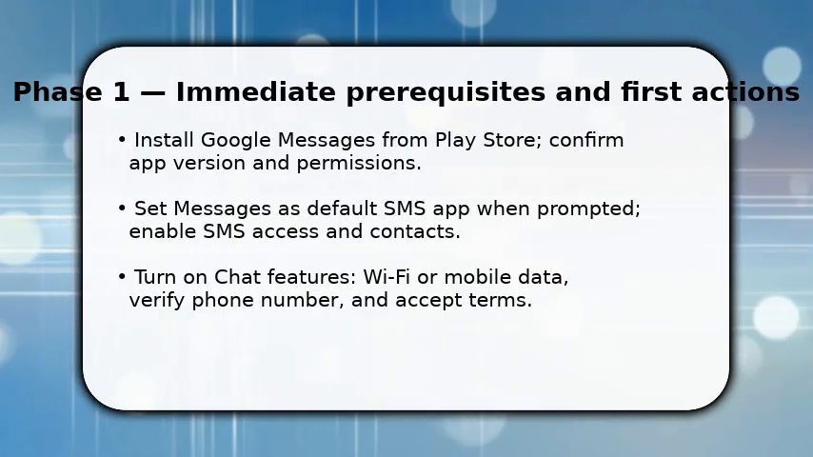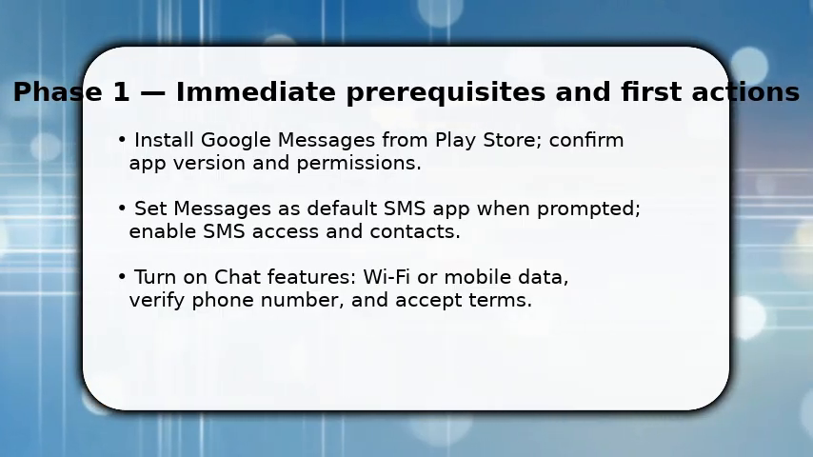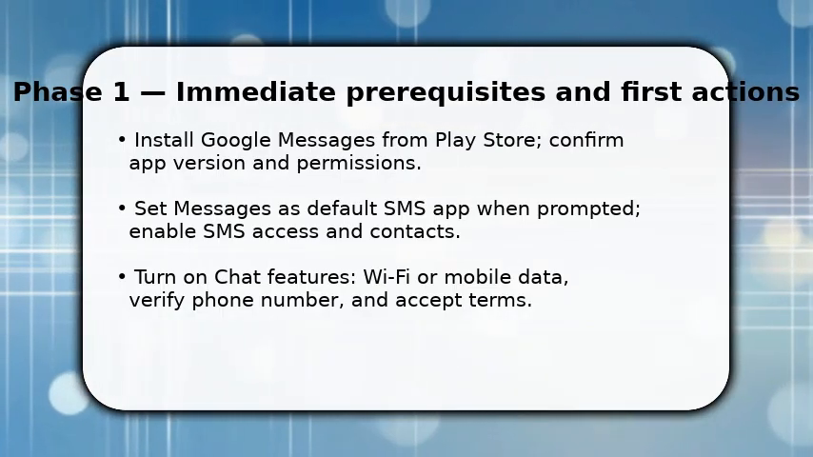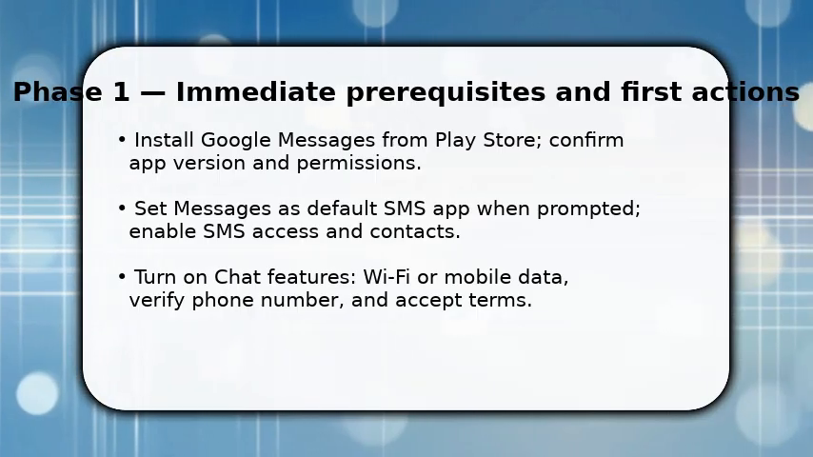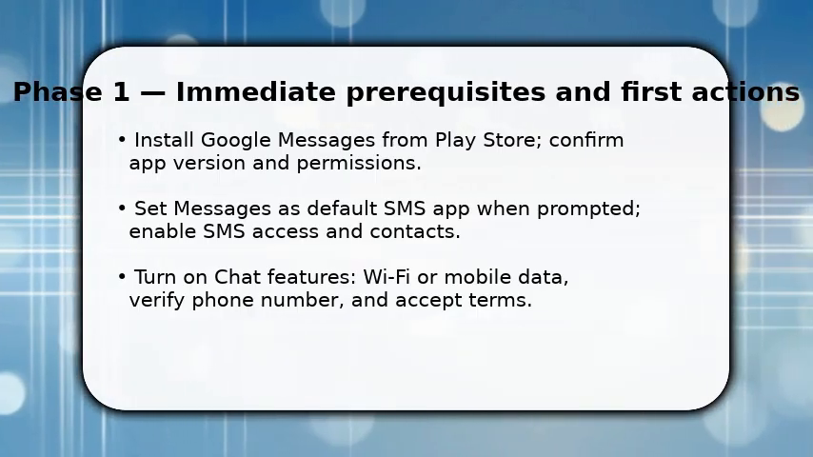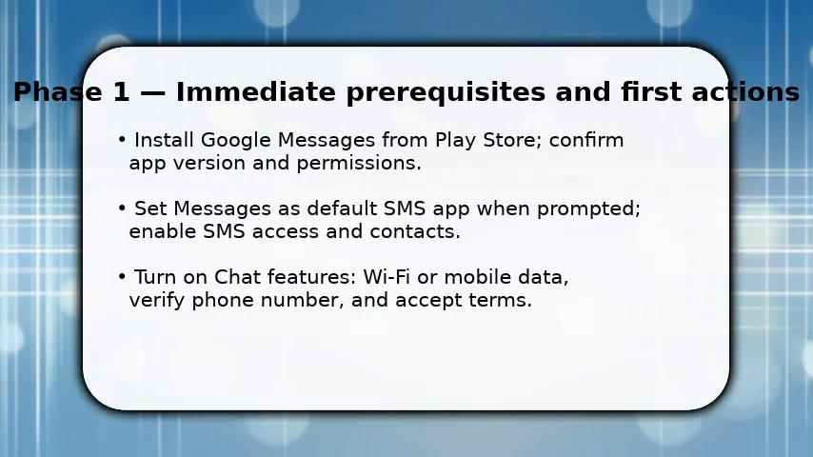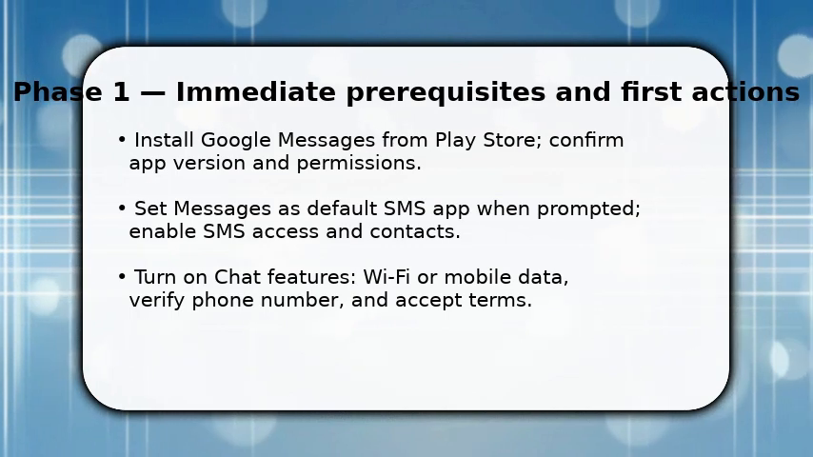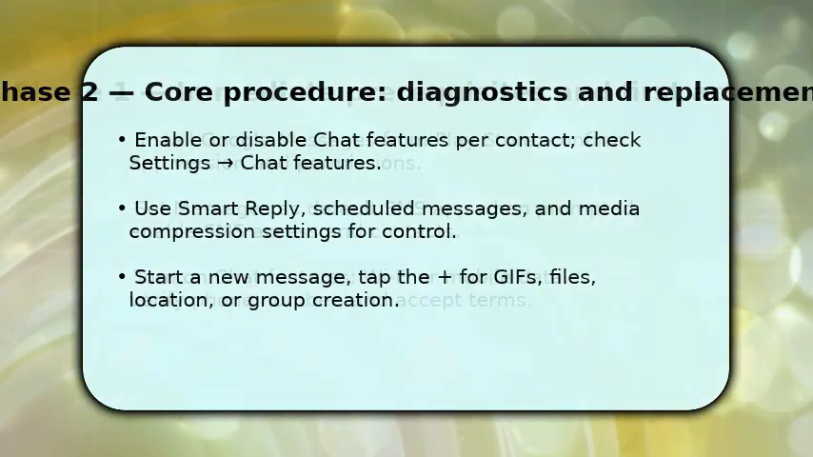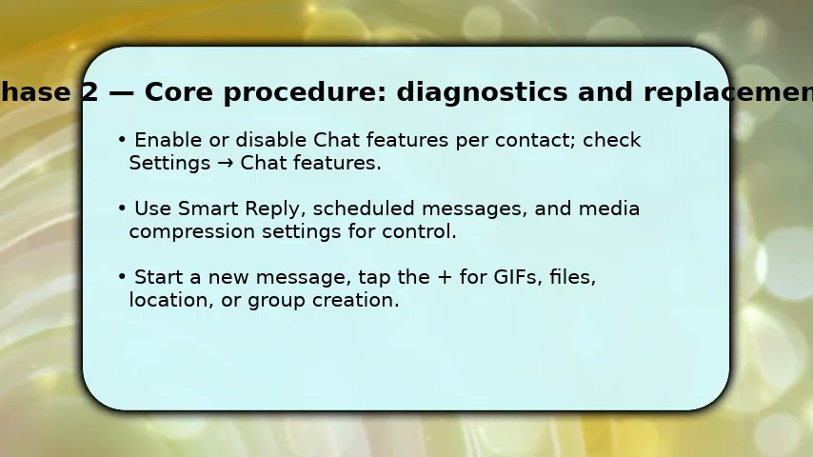Next, enable chat features. This uses your data or Wi-Fi to deliver richer messaging. Verify your phone number when prompted. This confirms identity and activates typing indicators, read receipts, and high-quality media sharing, which improve conversations overall. You now configure chat features for full functionality.